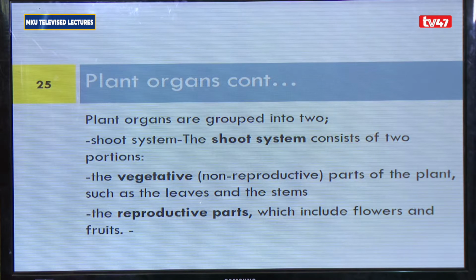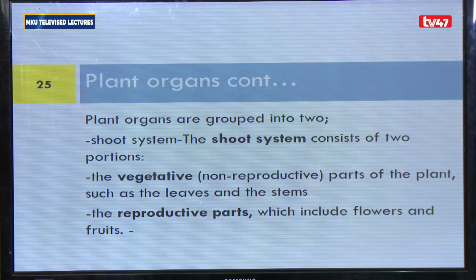Now, the reproductive part of the shoot is basically associated with the organs involved in reproduction. So the organs associated with the reproductive part, here we find the flowers and the fruits.